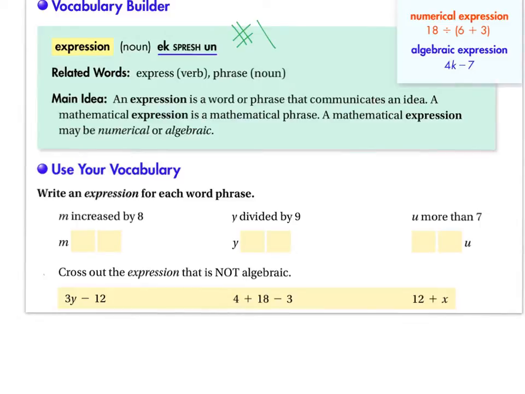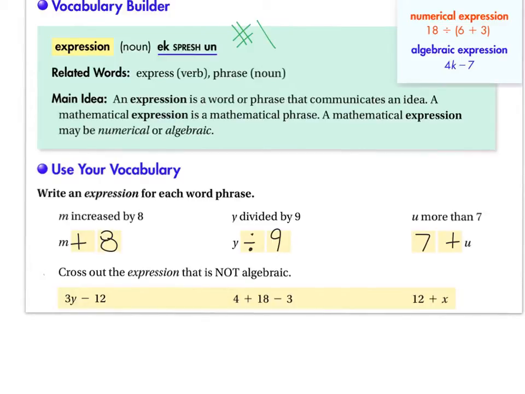M increased by 8, so it's M increased by 8. That means 8 more than M is another way of saying that. Y divided by 9, or the quotient of y and 9, is another way of saying that. U more than 7. Notice the U comes at the end. 7 increased by U, or U more than 7.